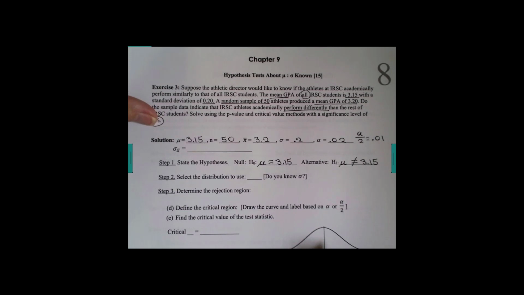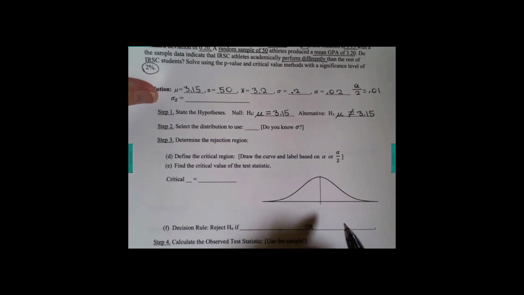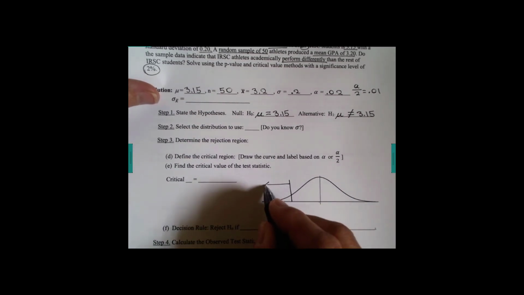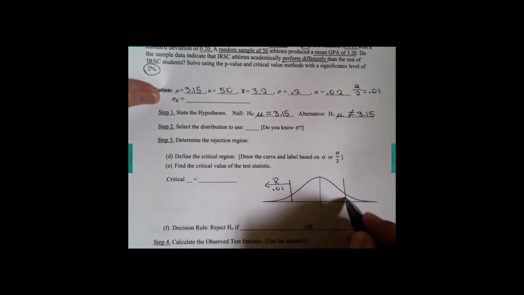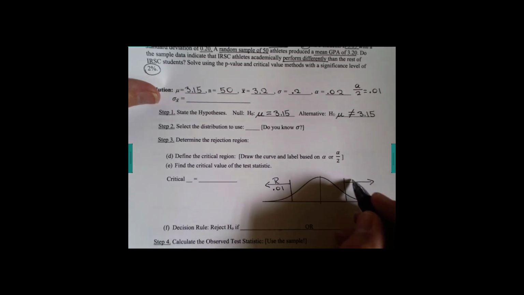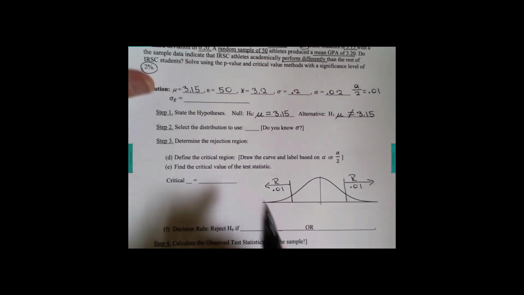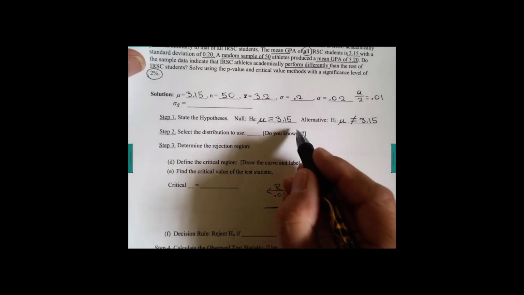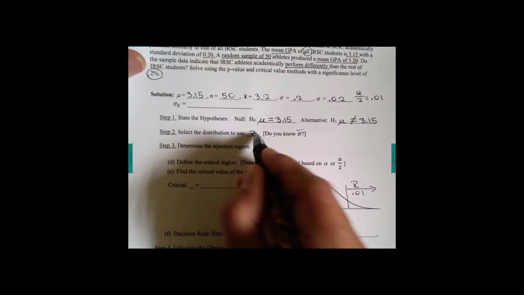And let's go down here and go ahead and set up our curve while we're thinking about it, because we know at this point that we're going to have a rejection region in each tail, just like a confidence interval, right? Now, what distribution are we using? Well, we do know the population standard deviation, so we will use the z-table. And I'll go ahead and put that there.